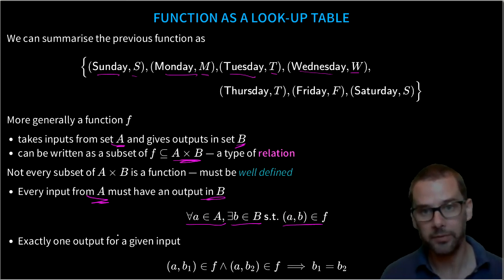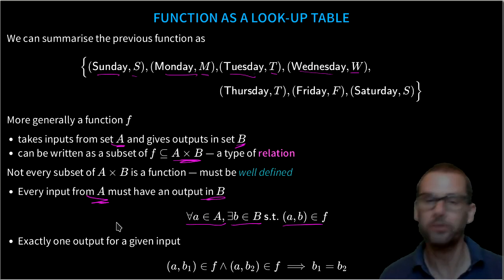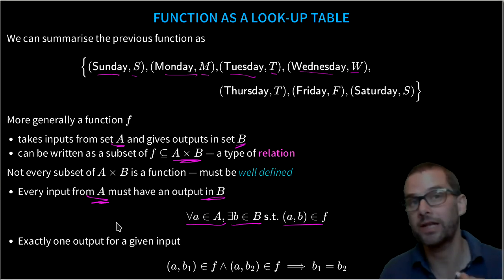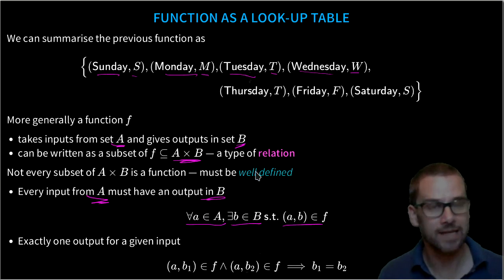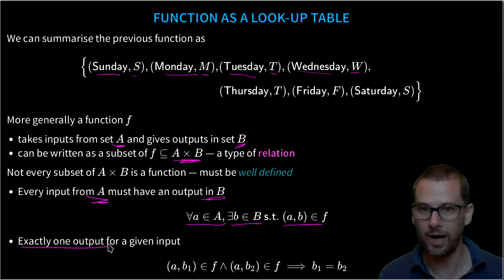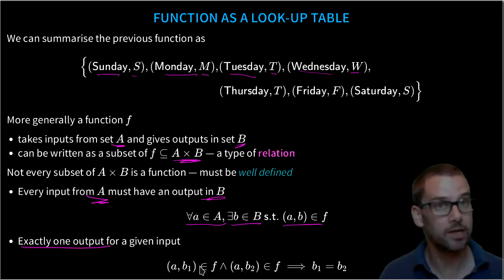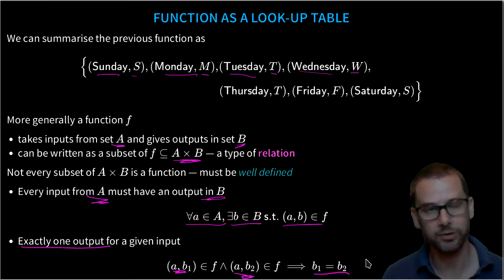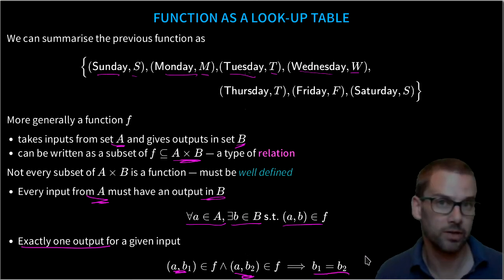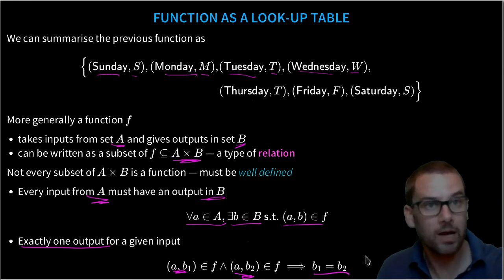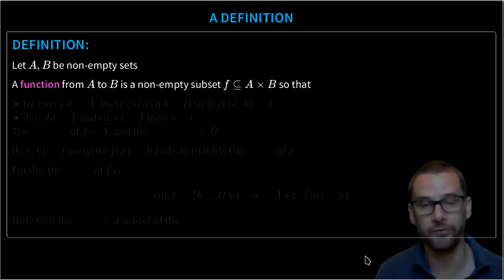Additionally, we know that if we evaluate the function on a given input, then come back later and evaluate again on that same input, we'd better get the same output. So exactly one output for a given input. So again, symbolically, if I evaluate at A to get B1, and I evaluate at A to get B2, then I'd better have that those two outputs are actually the same output. So B1 equals B2.